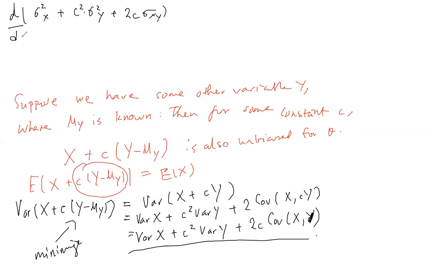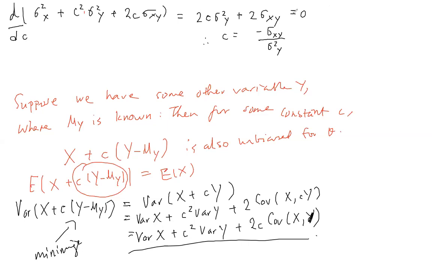D of this over dc, okay? So take the derivative with respect to c, so you get 2c variance of y plus 2 covariance of x y. This part here, you set to 0, right? So therefore, your c is equal to minus the covariance over the variance of y. Okay. You can check that this is the minimum.